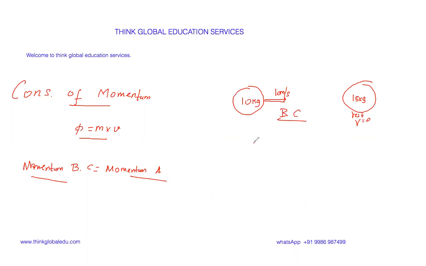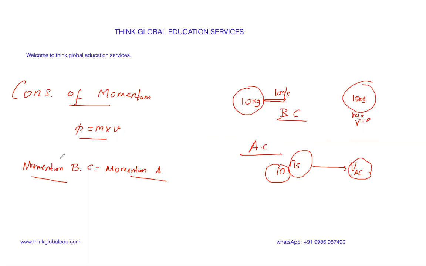After collision, both the objects stick together. This is 10, this is 15, and they move with the velocity v after collision. Now, we want to find what v after collision is. So we can use the law of conservation of momentum, as there are no external forces acting on the system, and in this system there are only two objects. The first object has mass 10 kilograms, the second object has mass 15 kilograms.